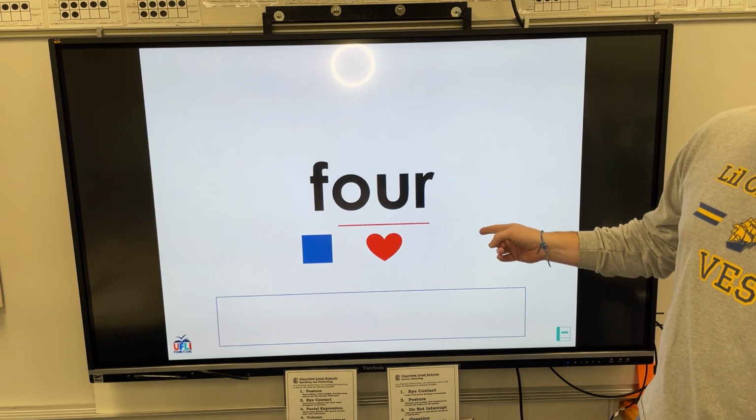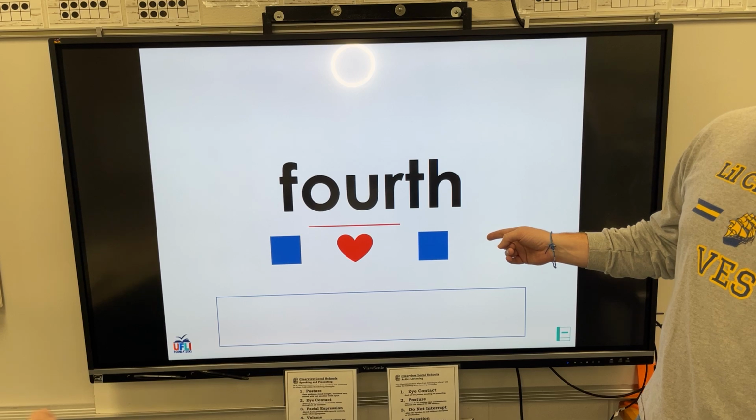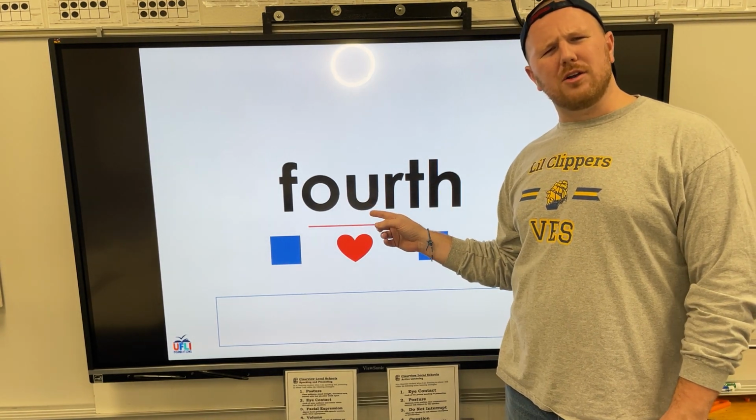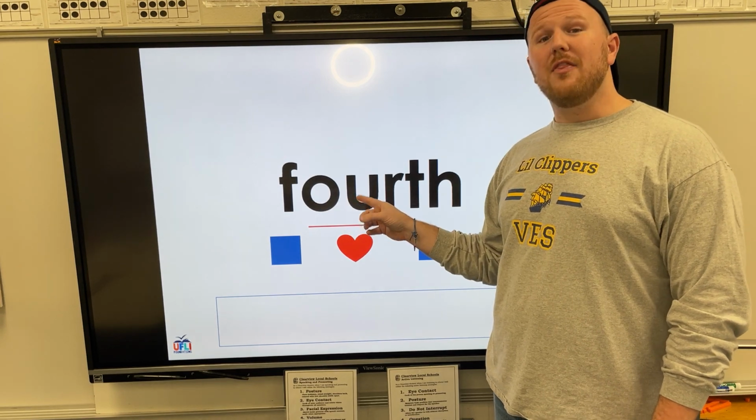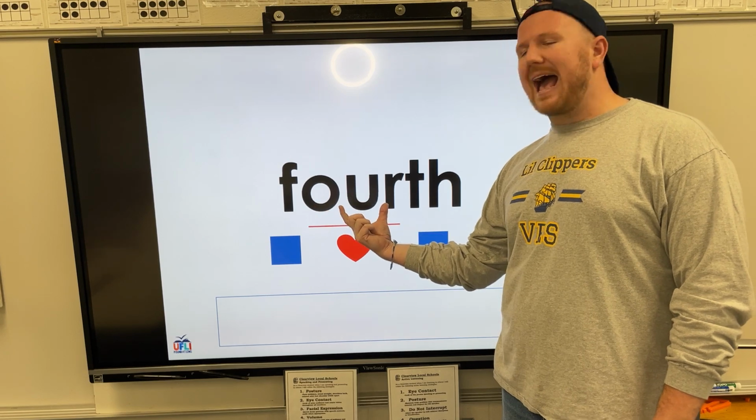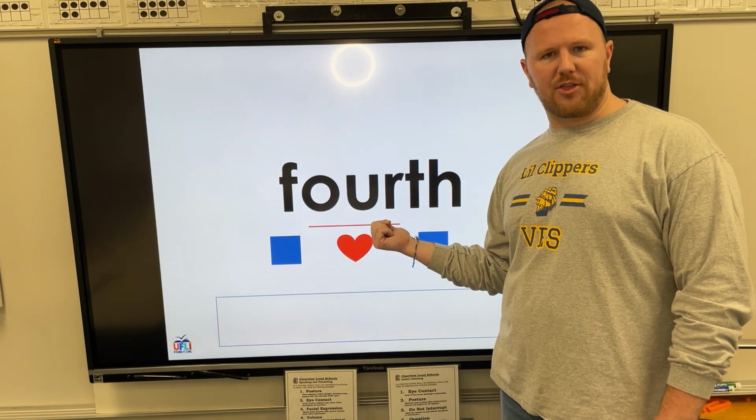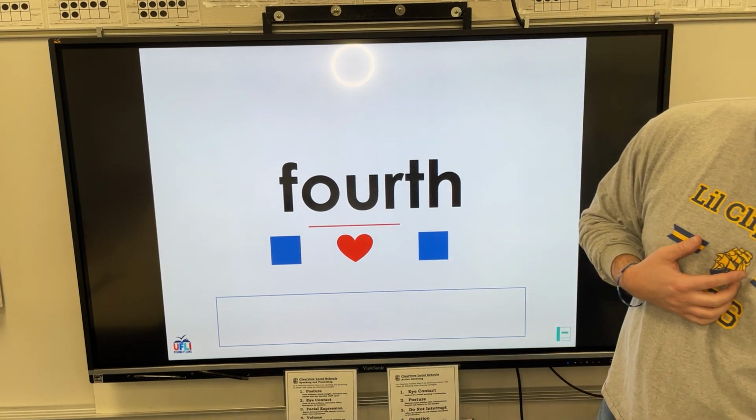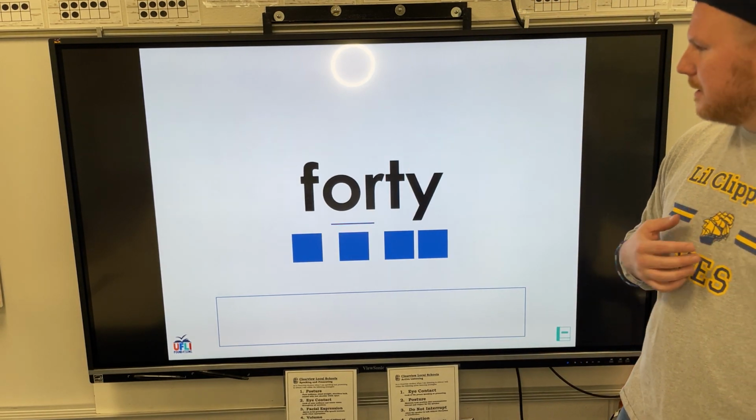What does this say? Four. What about this? Fourth. This says the O-R sound too. That's what makes it a heart word, because O-U-R, we know this as hour, but it's not hour here. This makes an O-R sound. That's why we need to know it by heart. Four and fourth.